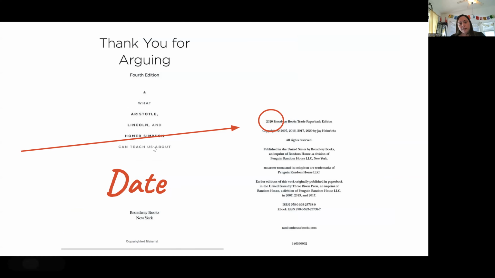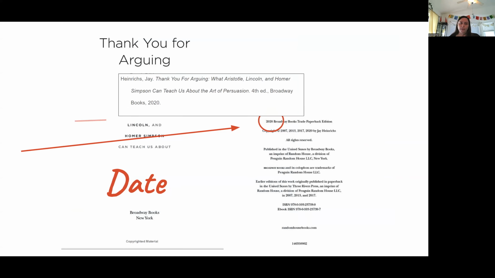So in a book, you can usually find the date of publication on the copyright page. Go with the most recent one because that's the one that you're looking at right now. This book was originally published in 2007, but that book is different. The page numbers are probably different. There's probably other things that are different about it. So we want to cite the one that you're actually using.